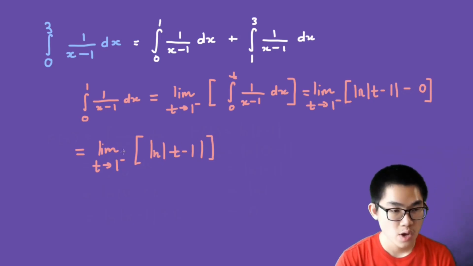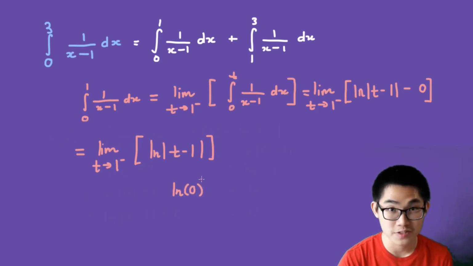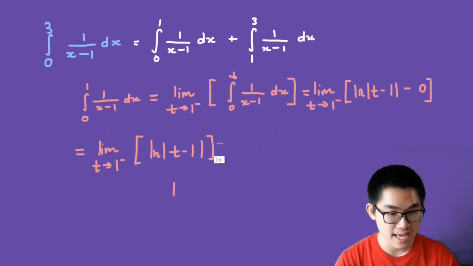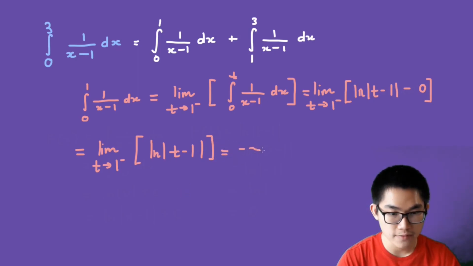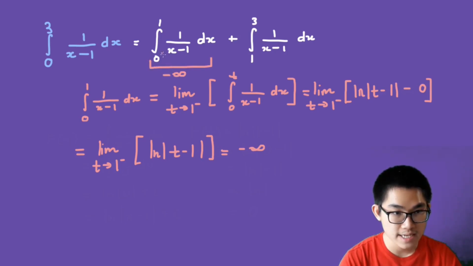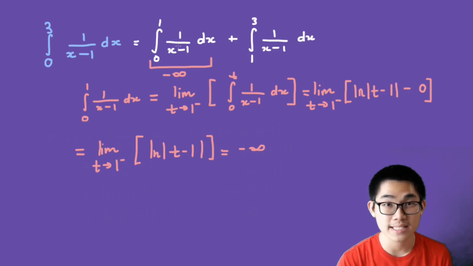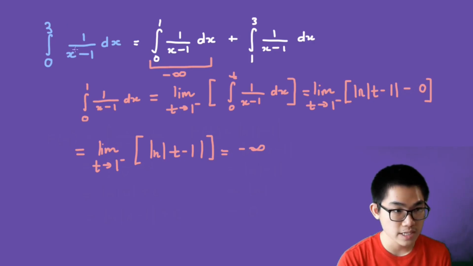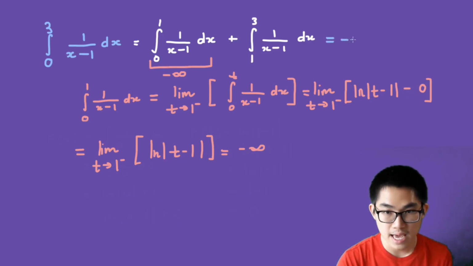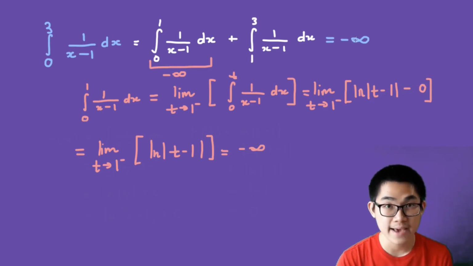If you look at this, when t is 1, it doesn't matter if it's approaching from the right side or the left side, the expression inside will be 0 because 1 minus 1 is 0. You need to know that ln of 0 is negative infinity. Because of that, this limit will be equal to negative infinity. So we found out that this one is negative infinity, which means that this integral is divergent. And whenever you split the integral in two and you find out that one of them is divergent, it means that the whole thing is divergent. So the answer for this integral is negative infinity, and because of that, we know that this integral is divergent.